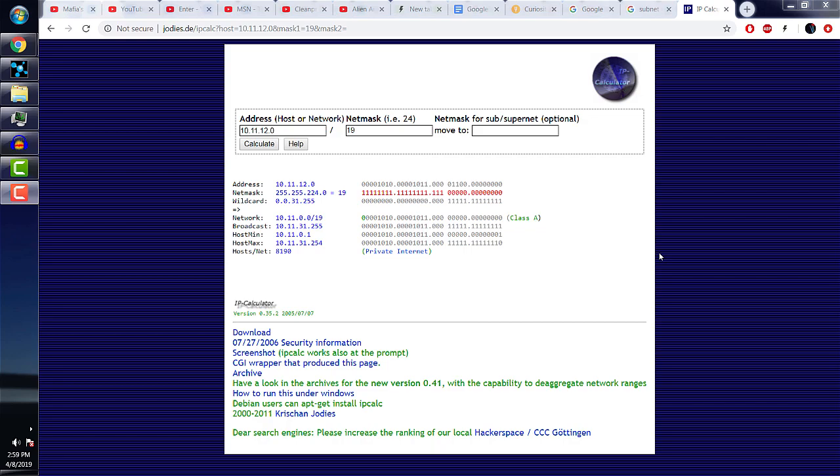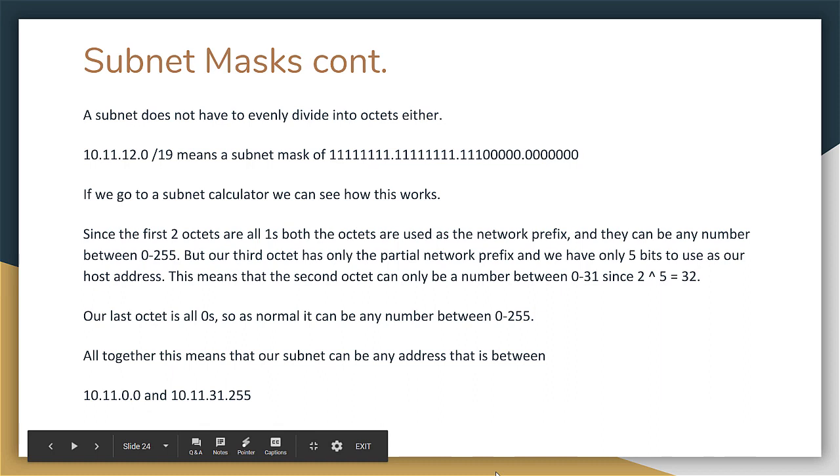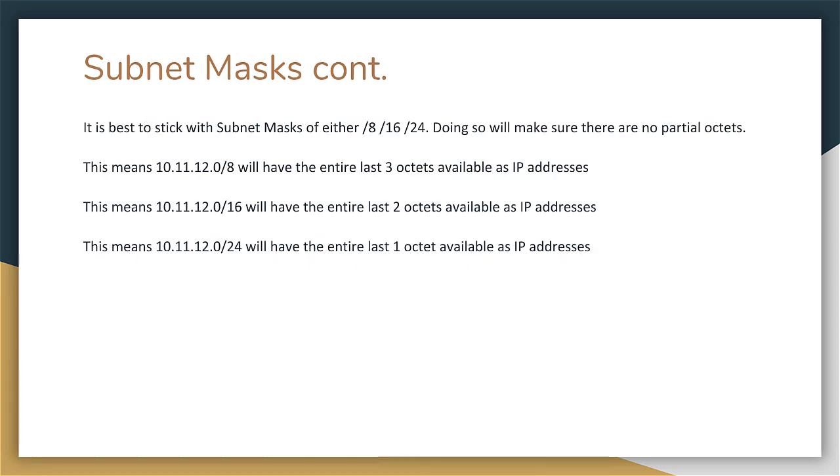So to understand that, let's go back to our slide. Since the first two octets are all ones, both octets are used for the network prefix. But our third octet has only a partial network prefix, and we only have 5 bits to use as our host address. This means the third octet can only be a number between 0 and 31, since 2 raised to 5 is 32. And our last octet is all zeros, so as normal it can be any number between 0 and 255. So altogether, this means that our subnet can be any address that is between 10.11.0.0 and 10.11.31.255. So let's continue talking about subnet masks.